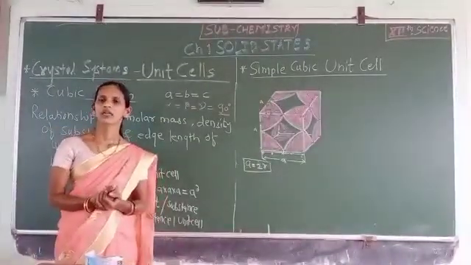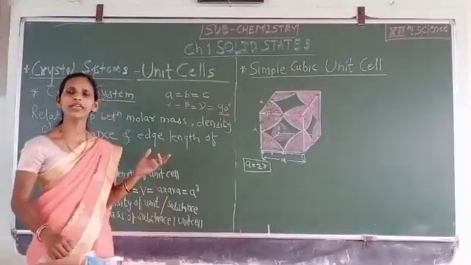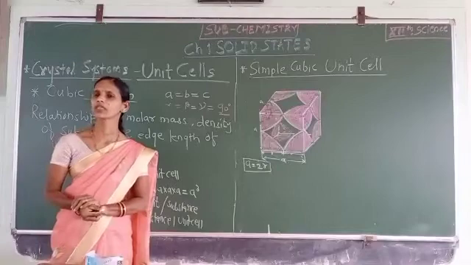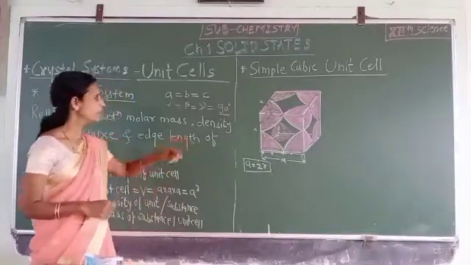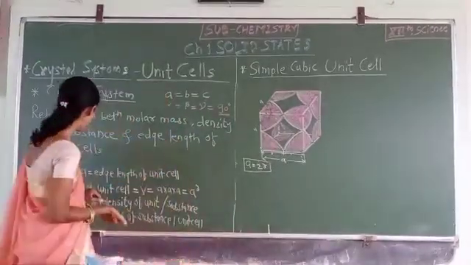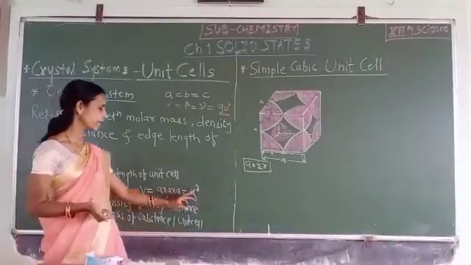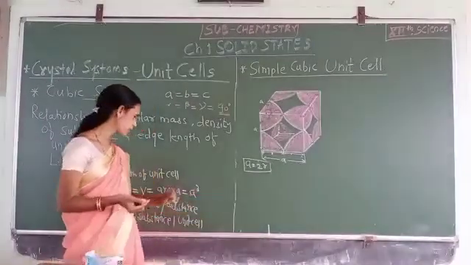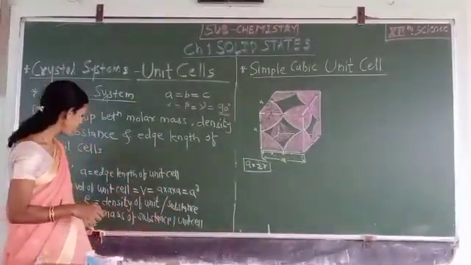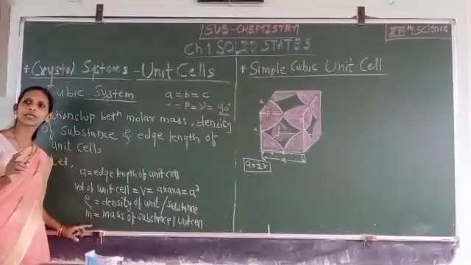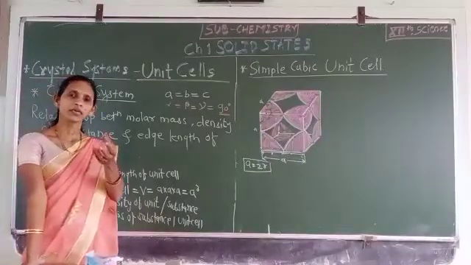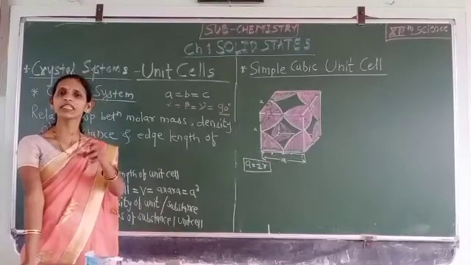Then we will discuss the relationship between molar mass, density of the substance, and edge length of the unit cell. Let us consider a is the edge length of the given unit cell. Therefore, the volume of the unit cell V is a into a into a, that is a cube. Then rho is the density of the unit cell or substance, and small m is the mass of the particles. Particles means the atoms, molecules or ions present in the unit cell.